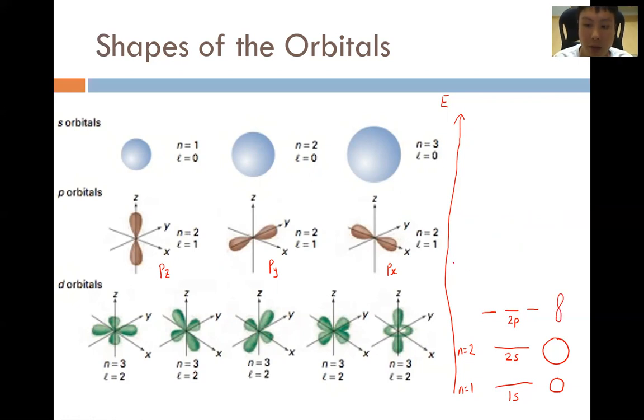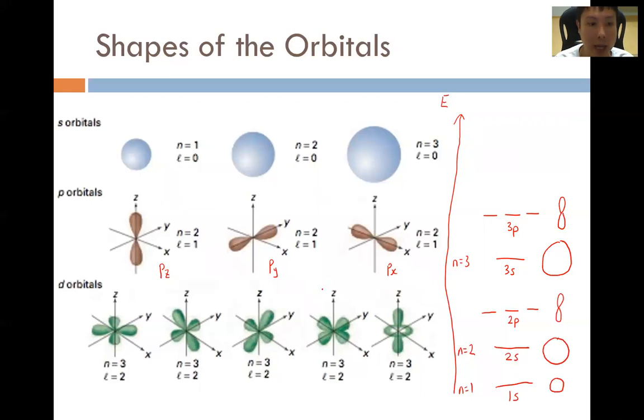Now, if we go to energy level 3, we would see that there is again an s orbital. Again, the s orbital is in the shape of a sphere, but this size will be bigger than that of the 2s orbital as well as the 1s orbital. At energy level 3, there will also be a set of 3 p orbitals, which again are dumbbell-shaped and lie along the px, py, and pz axes.